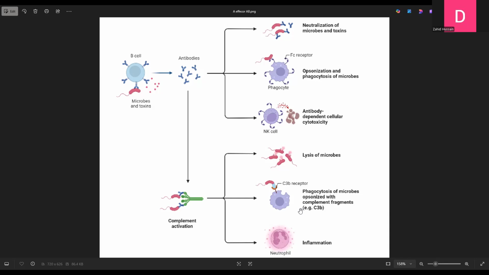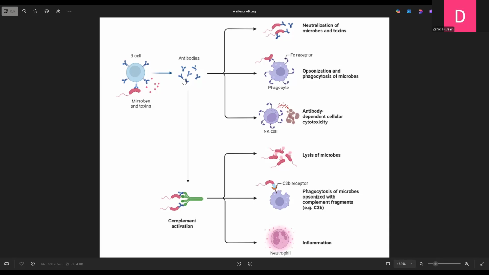And the third one is that when this complement activation will take place, it will produce C3a and C5a, and C3a and C5a will lead to inflammation. So inflammation will help in the execution or activation of B cells and T cells.